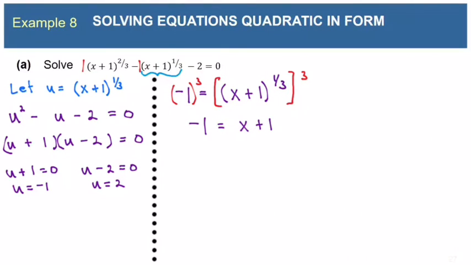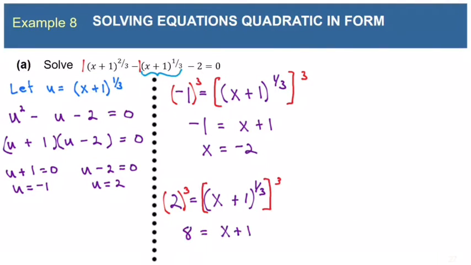So we just get x plus 1. Now subtract 1 from both sides, and we'll have x equals negative 2. That's one of our solutions. And now we do the same thing with the 2. And we cube both sides, and we get 8 equals x plus 1. Subtract 1 from both sides now, and x equals 7. So our two solutions are negative 2 and 7.